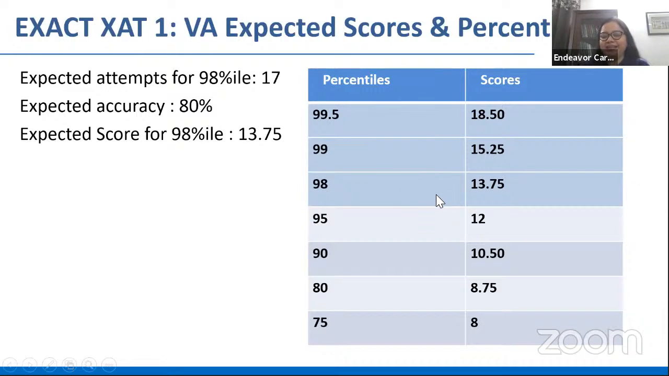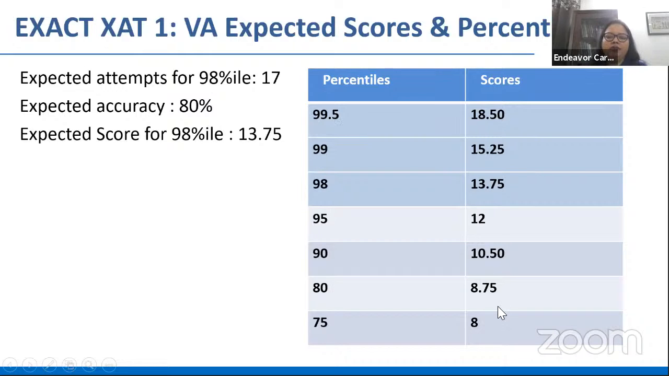So understand that can surprise you with slightly easier language, okay? Except that your selection and the way in which you choose the questions must be fine-tuned. So 13.75 for a 98 percentile, 15.25 for a 99 percentile, 18.50 for a 99.5 percentile.